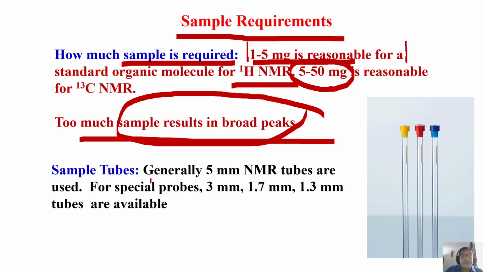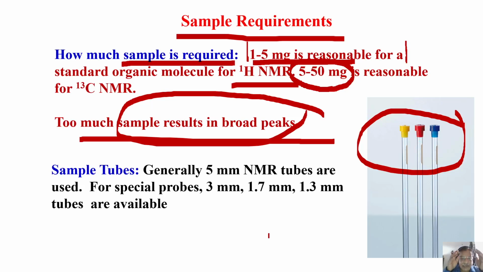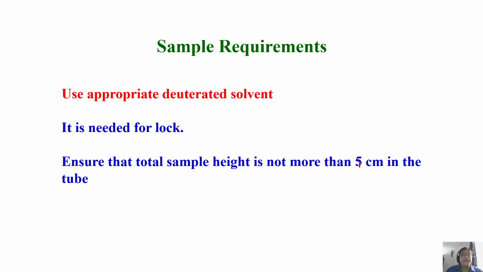And you have to choose the proper NMR sample tubes. Normally, what is used is a 5 millimeter NMR tube. These are 5 mm NMR tubes shown here. If you have special probes, you can use 3 millimeter, 1.7 millimeter, and also 1.3 mm tubes. They are available for special probes.